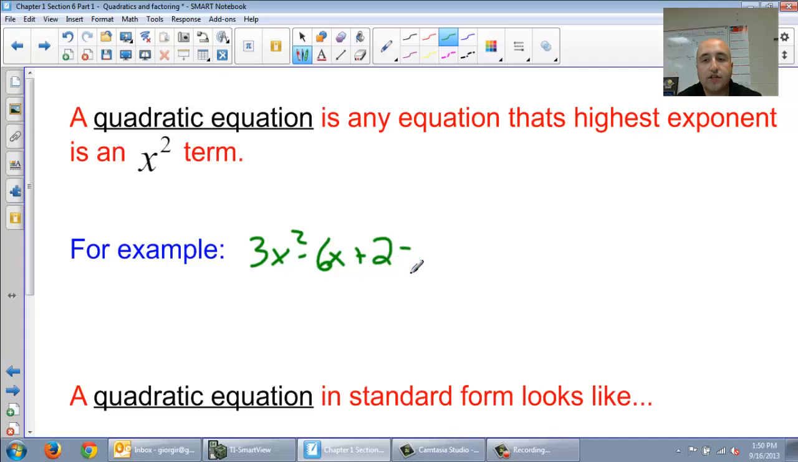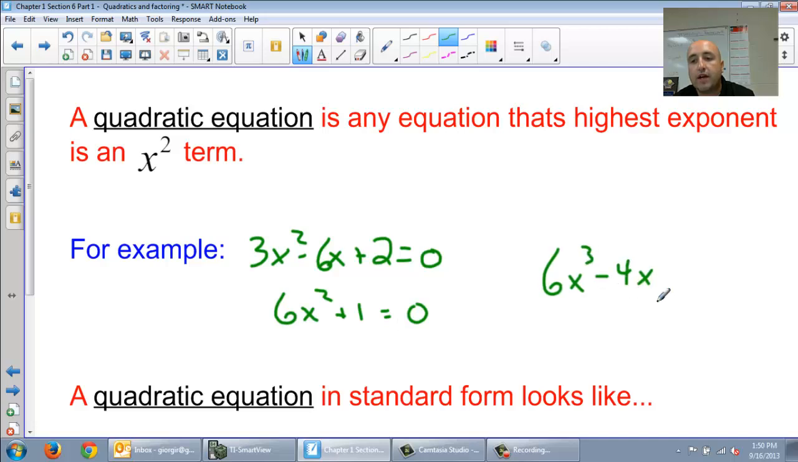Now remember, quadratic equations always have to have equal signs, so there is a little bit better of an example. You could also have 6x squared plus 1 equals 0, so anything where the highest exponent is 2 is considered a quadratic equation. An example of something that is not a quadratic equation would be 6x to the third minus 4x squared plus 2 equals 0. If we notice, it has an x squared, but it's not the highest exponent. 3 is the highest. So this would not be a quadratic equation.